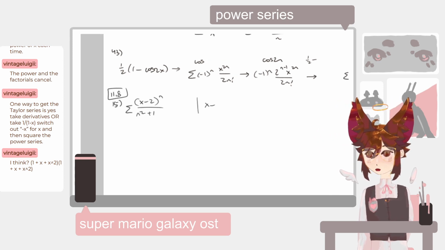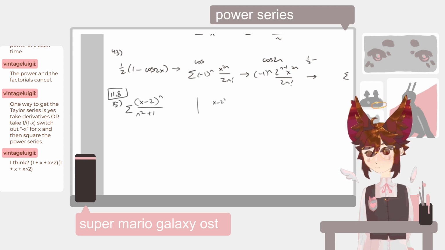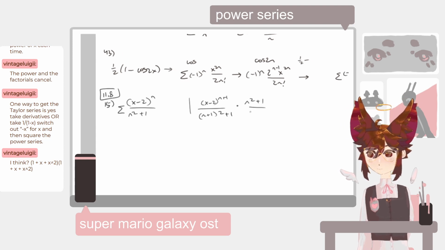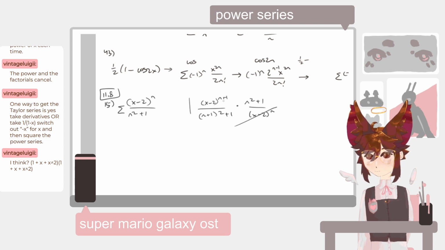Like x minus 2 to the n plus 1, n plus 1. It's so mellow. It's so beautiful. It would never want to hurt me.